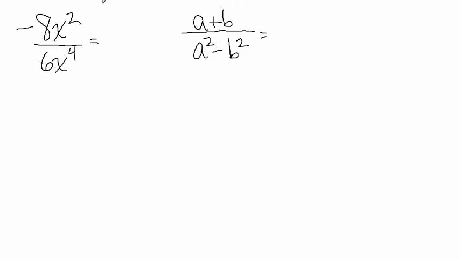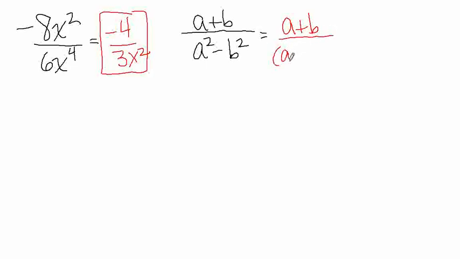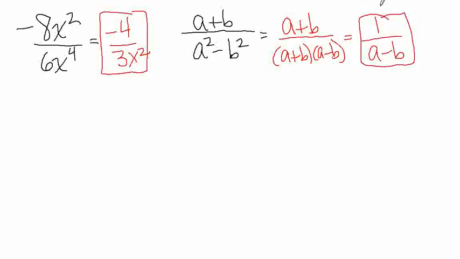All right, so for the first example, I would divide the top and bottom by 2x squared, so that would give minus 4 over 3x squared. You may have taken more steps to get there, okay? And for the second example, I would notice that I need to factor first, so let's do that. All right, and so now we can divide the top and bottom by a plus b, and that will leave 1 over a minus b as the final answer.